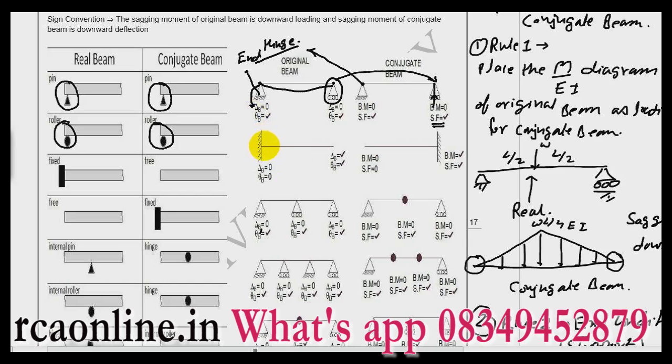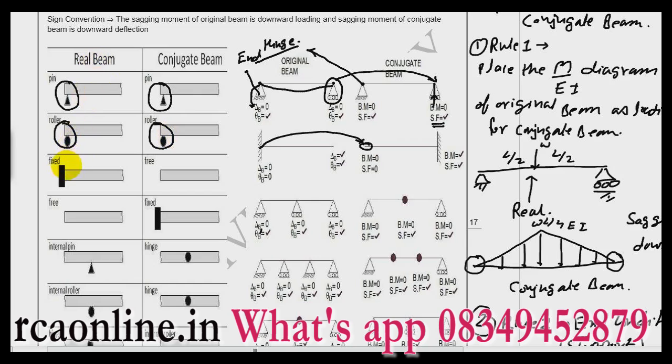What is the condition of the original beam at a fixed support? I do not have any delta here and no theta. So in the conjugate beam, what do I want? To convert this beam to the conjugate beam, I do not want any bending moment and any shear force in the conjugate beam. So what does it mean? A fixed support is converted to a free support, because at a free support I will not have any bending moment and any shear force.